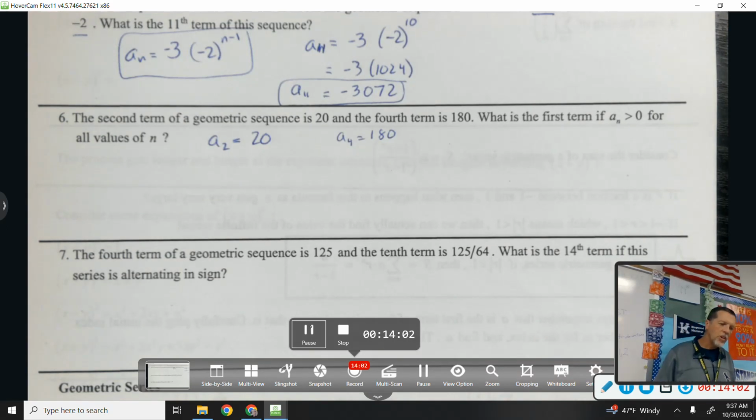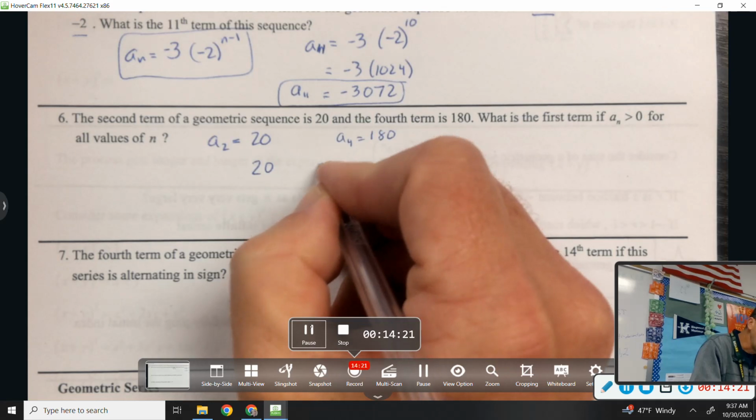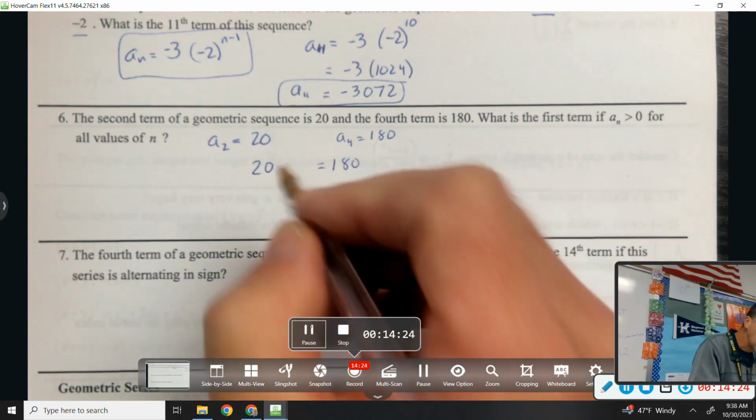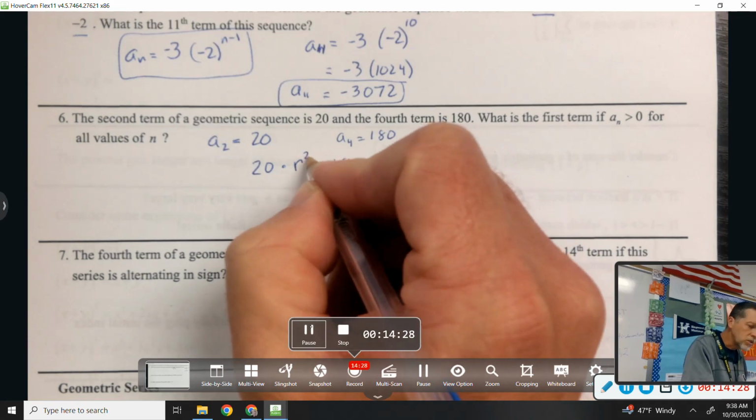What is the first term if a sub n is greater than 0 for all values of n? Okay, we'll worry about that in a minute. So how many steps is it from the second step to the fourth step? How many times you got to step up? 2. So if I start at 20 and I land at 180, I need to multiply by r twice.